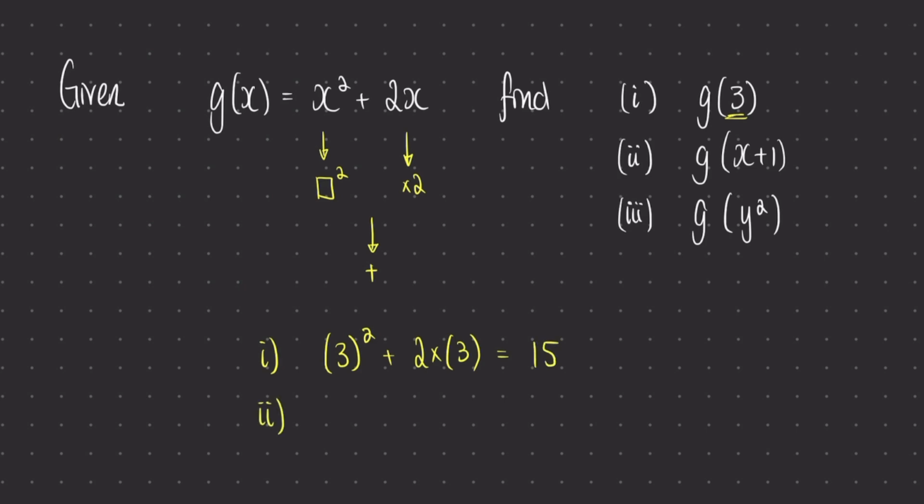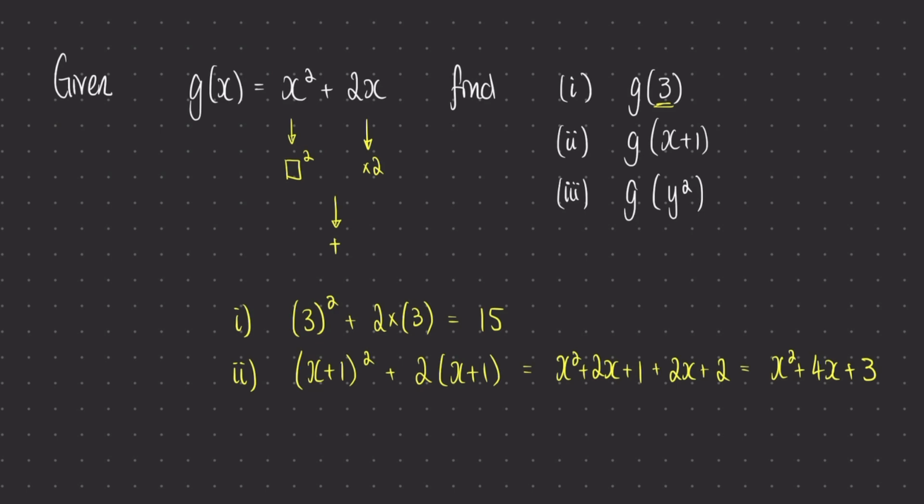For part 2, my input has now become x plus 1. So the technique, just because it's algebra, does not change. Wherever I used to have an x, I now replace with the bracket x plus 1. So it becomes (x plus 1) squared plus 2 times (x plus 1). And now I can simplify this.